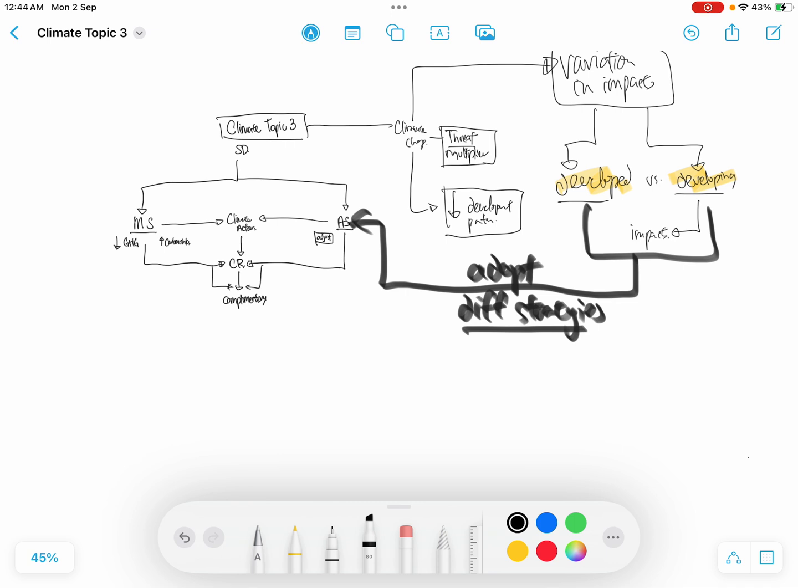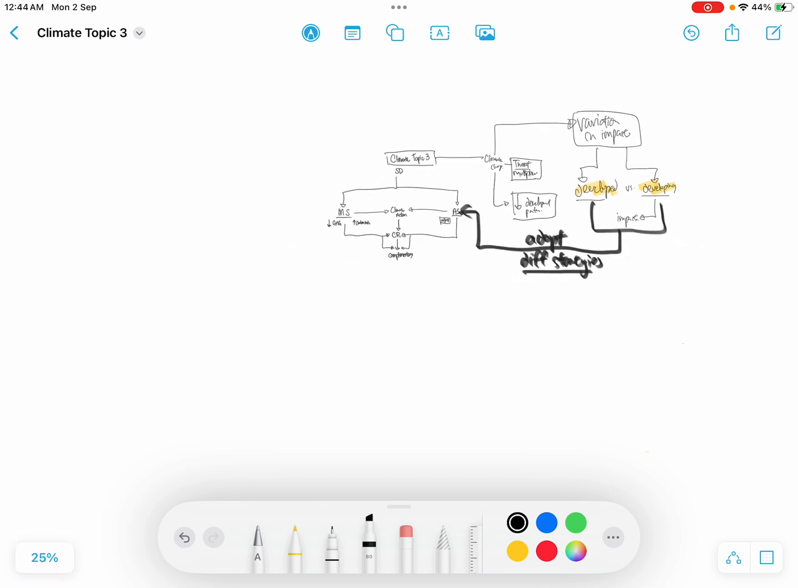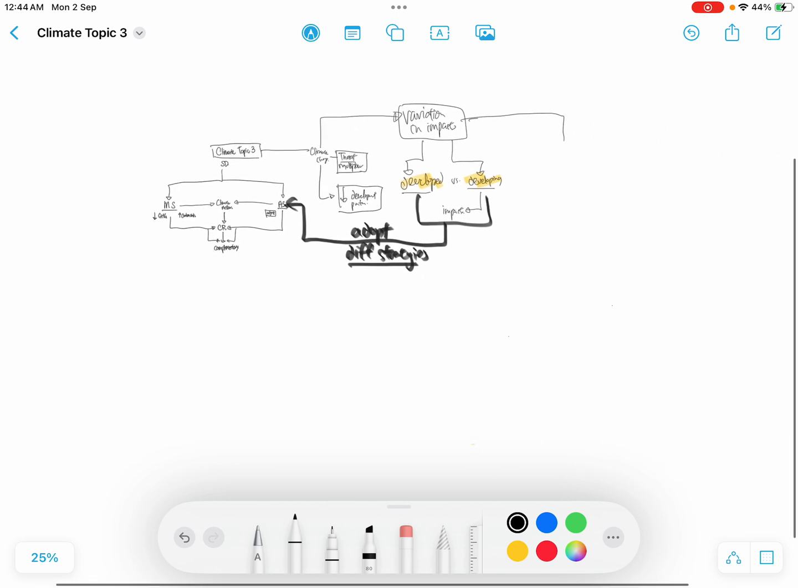For topic 3.2, we talk about climate risk. Climate risk, quite a number of risks that we will be talking about, and the climate risk is actually happening here. We're actually talking about the impacts again. Climate risk.